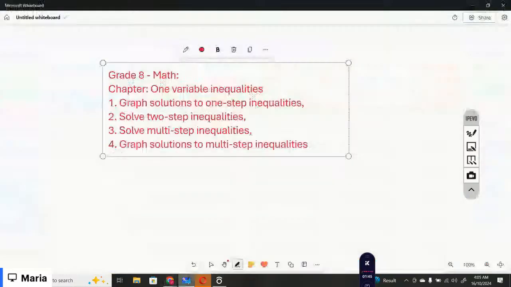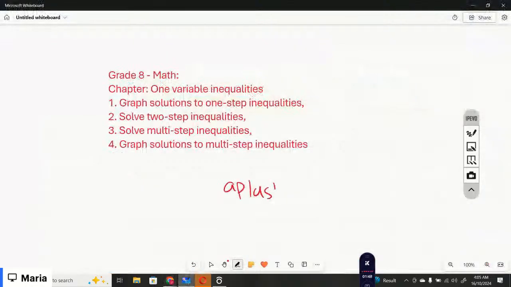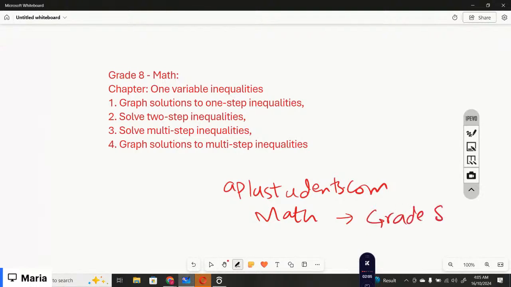You can find all the lessons on aplusstudents.com. You have to log in there using your email address and password as provided by the administrator. Then you have to select math from the subject tab. Scroll down to grade 8 math and then click on view all lessons. There you can find the list of the chapters.